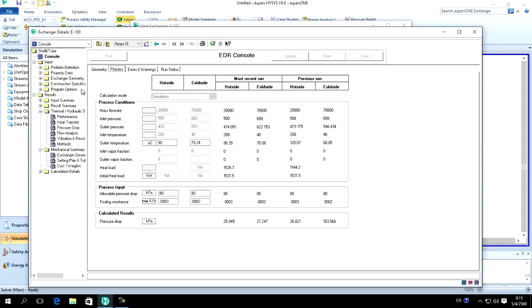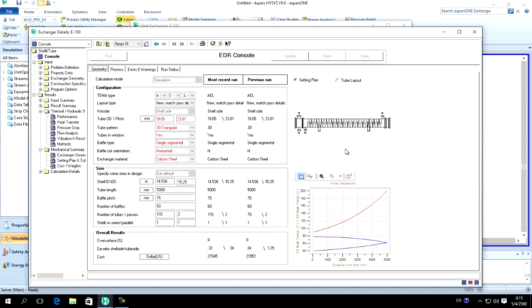Alright, that's all for the EDR heat exchanger. It's very nice to understand how to play around with the numbers here. If you don't know the numbers exactly, just try one by one and make sure that the process, the simulation, is still working.